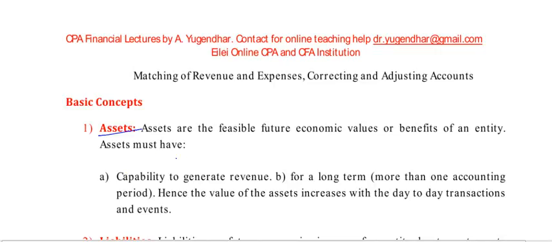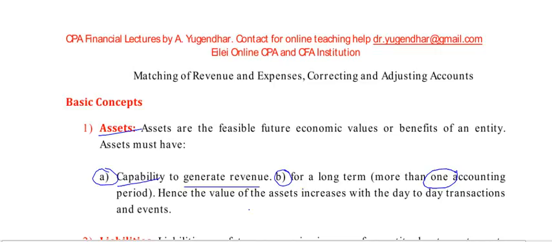Each asset must have two characteristics, A and B. An asset must have the capability to generate revenue. Without generating any revenue, we will not consider it an asset. Those are the non-performing assets. Assets which are creating revenue for the company are only considered real assets. And an asset must be retained in our business for a long time, more than one accounting year, and must generate revenue for the company.